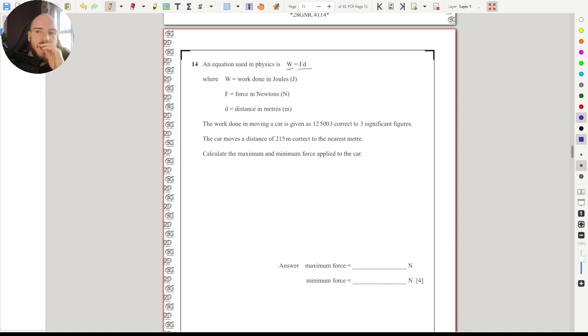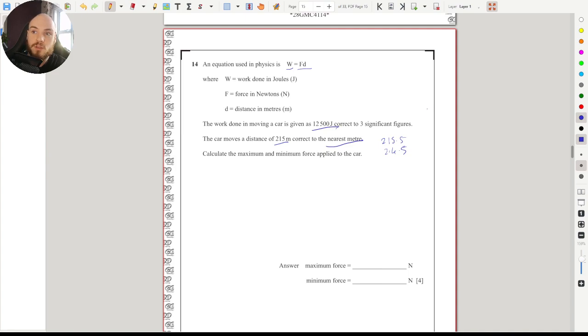Work done on a moving car is given as 12,500 joules, correct to 3 sig figs. The car moves a distance of 215 meters, correct to the nearest meter. So the nearest meter, okay. So that means that it could be 215.5 or 214.5. Nearest meter means you'll just add 0.5 to the value or take 0.5 away.